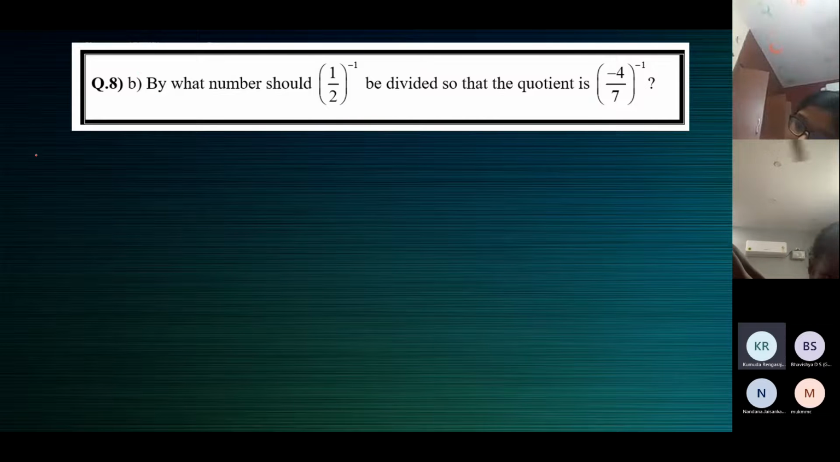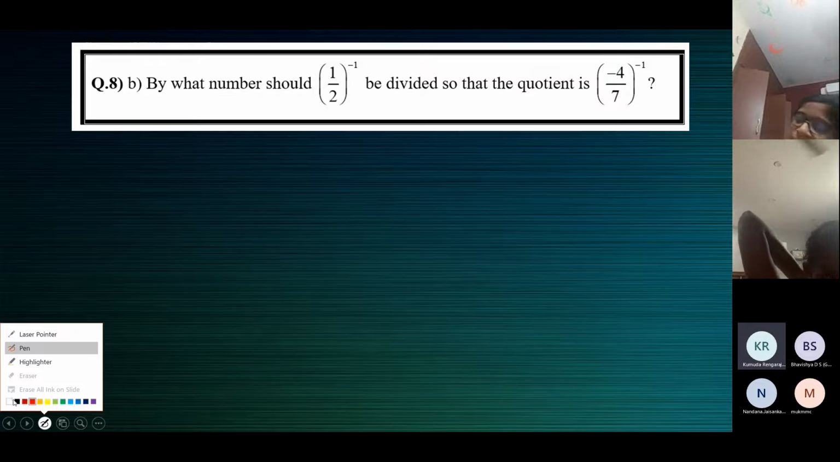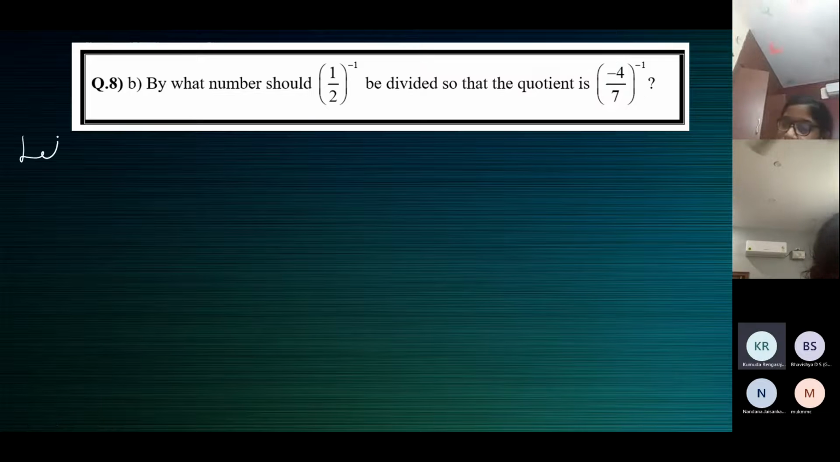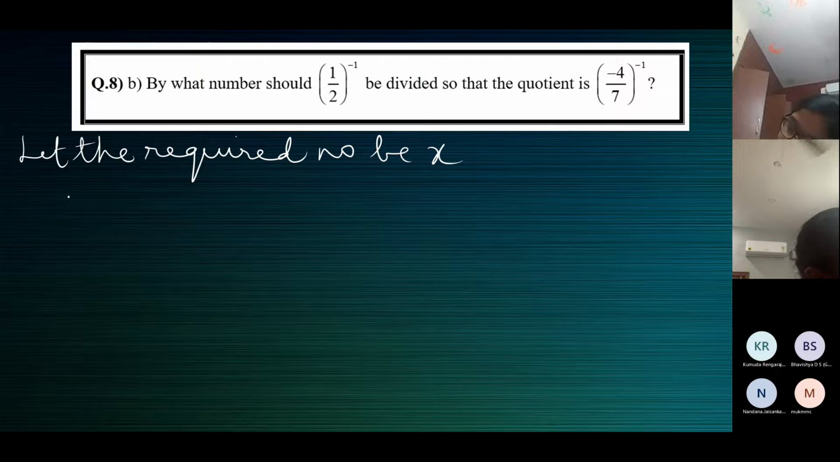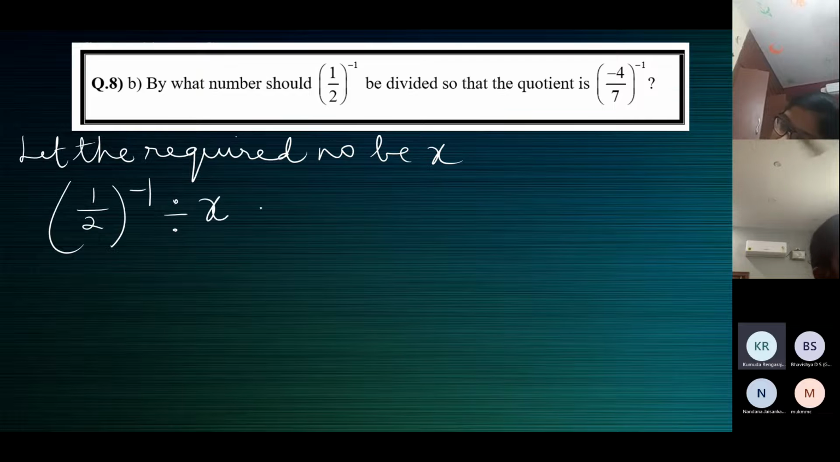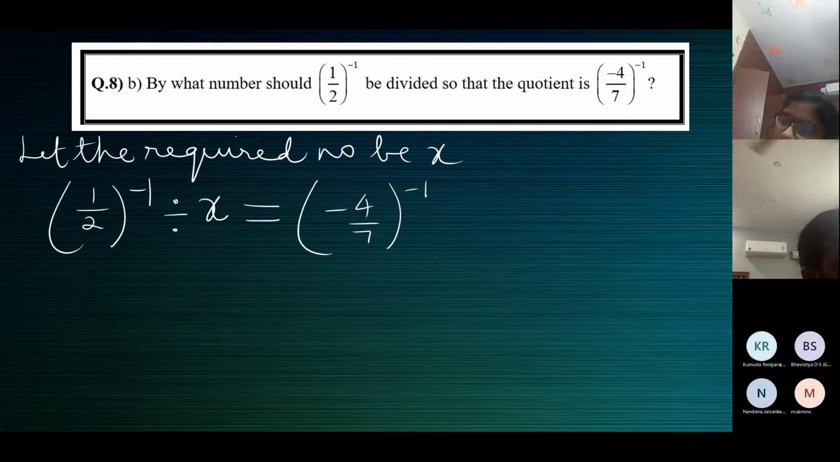Let the required number be x. Let's work. Let the required number be x. So we have 1 by 2 to the power minus 1. You want to divide this by something so that the quotient is minus 4 by 7 to the power minus 1.